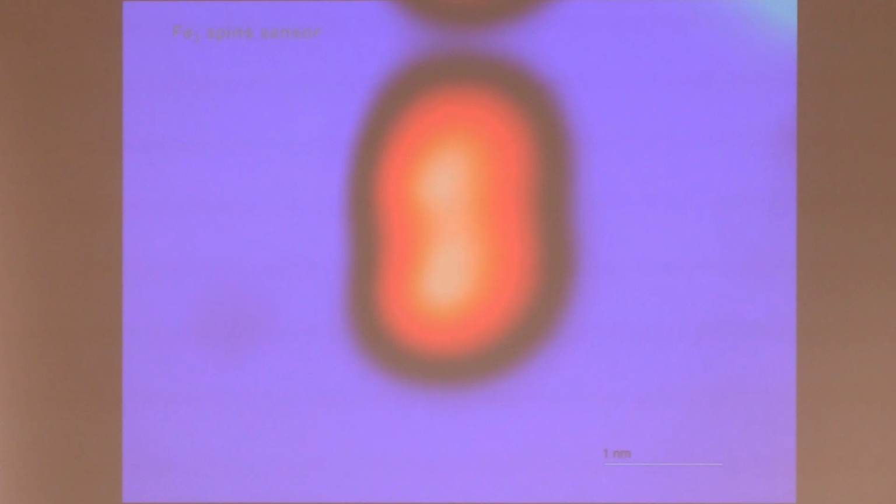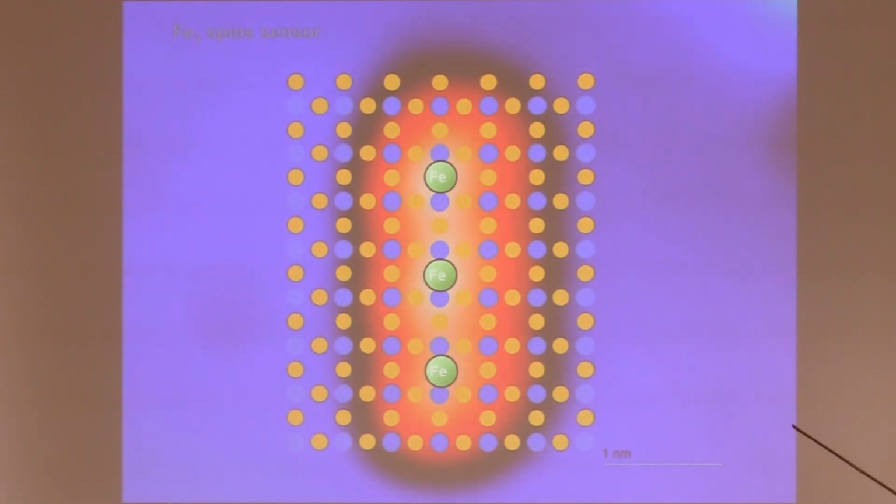And then we can go with our STM tip, fetch a second iron atom, position it next to it about a nanometer away, and we can go fetch another one and position it here. And then we have the small caterpillar of 3 iron atoms. And the atomic structure of this looks like this.